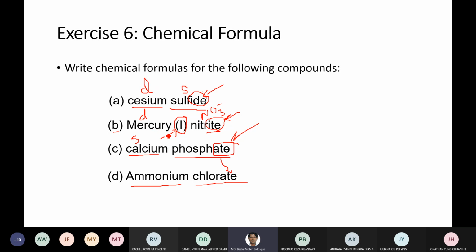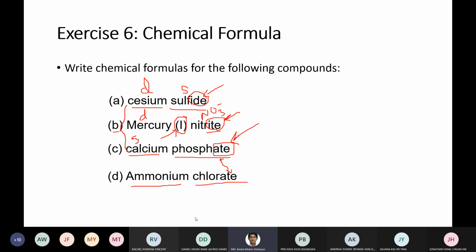The "ate" is the same thing here. Is that it? So this is coming from chloride. And ammonium, calcium, mercury, cesium: cesium, mercury, and calcium are metals, and their names are almost unchanged. So these are a few things that we can note from the names of compounds.